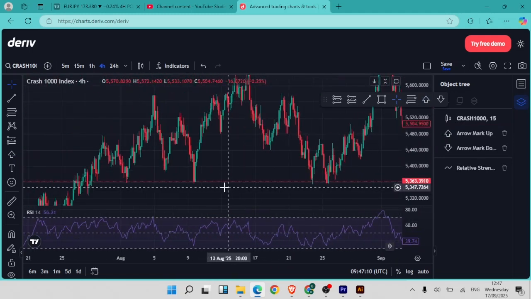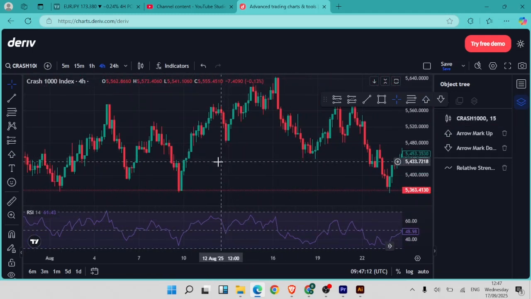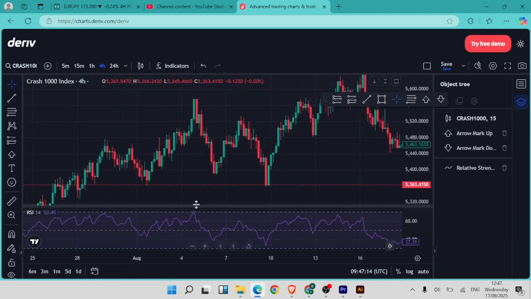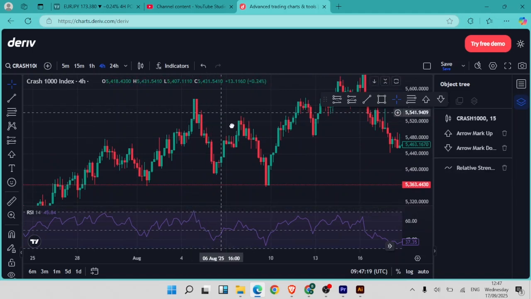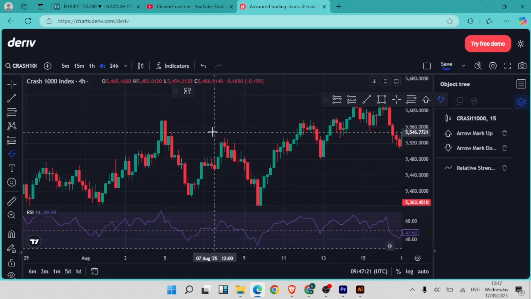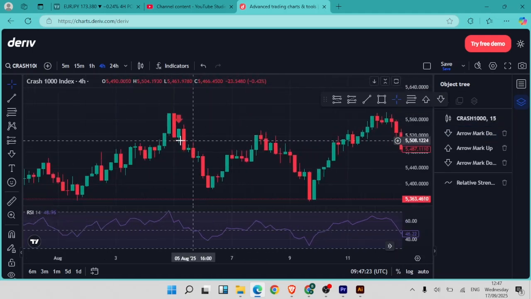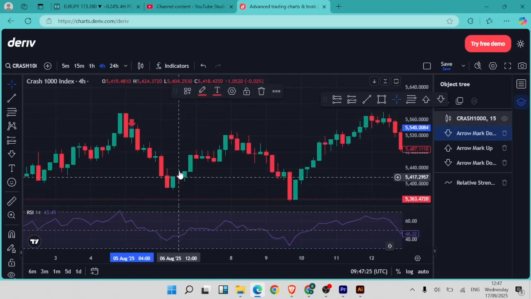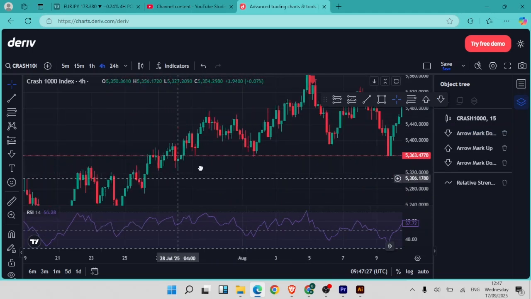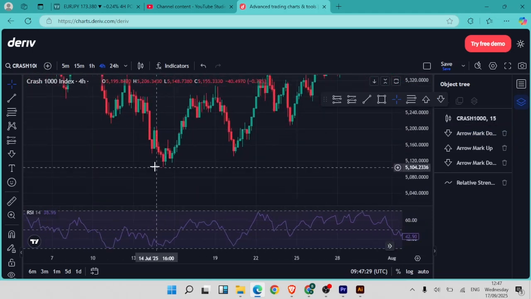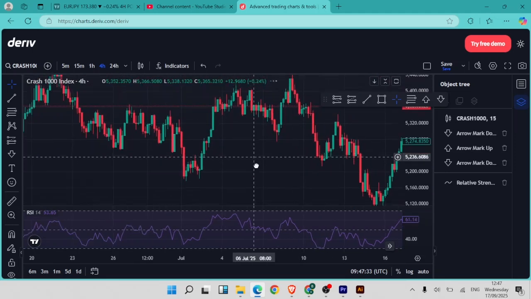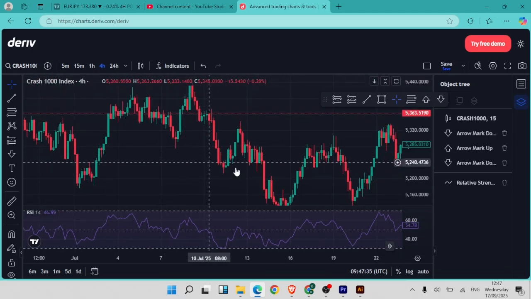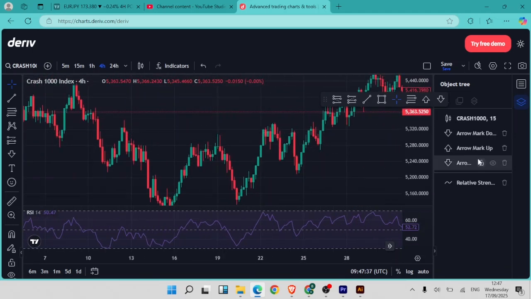Let us look at another example. Do we have any other example? Here you have price getting into the overbought region and then giving you an engulfing candle, a bearish engulfing candle, you sell at that point, right? Any other example? And this is just Crash 1000. You can also apply this on Boom 1000 as well. Now that is an example using RSI.